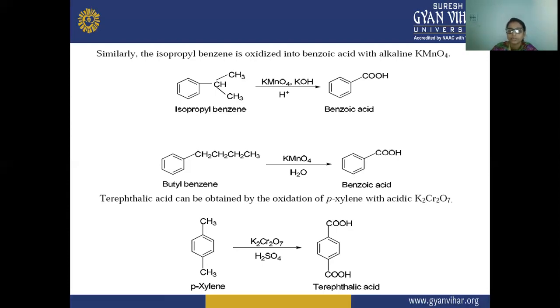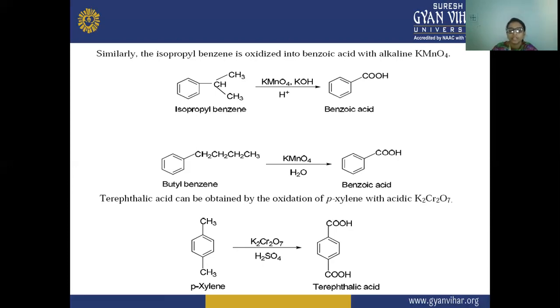This benzoic acid is formed from this isopropyl benzene. Next, this butyl benzene, which is also an alkyl benzene, is also getting converted, or oxidized, in the presence of KMnO4, that is potassium permanganate, and water molecule. There is a formation of this benzoic acid. This benzoic acid is formed from this butyl benzene.